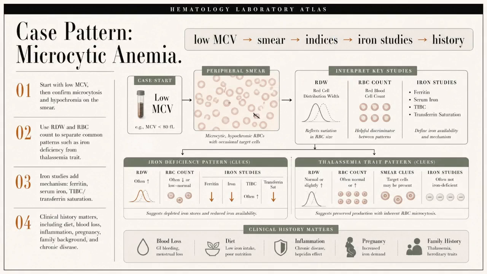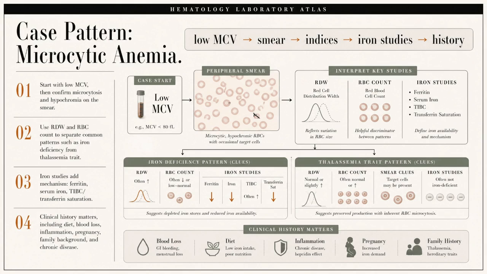The first thought might be iron deficiency, but we need to think about all the mechanisms that cause microcytosis. Iron deficiency limits hemoglobin synthesis. Thalassemia limits globin chain synthesis. Chronic inflammation restricts iron availability. The RDW and RBC count help us refine the pattern.